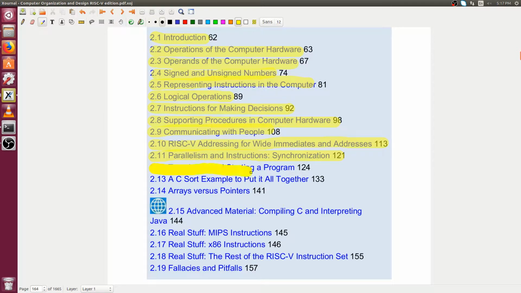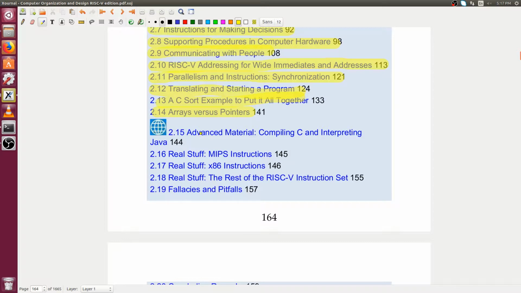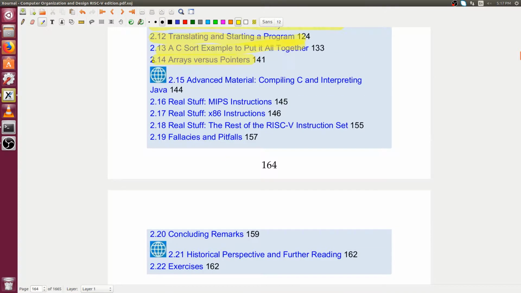Then we're going to look at the beginning of a program, some translation that we need to do. We'll look at an example and see some information on arrays versus pointers and how they differ and how they're similar. And then we'll look at a couple last things. These will mainly just be extras at the end if we have time.